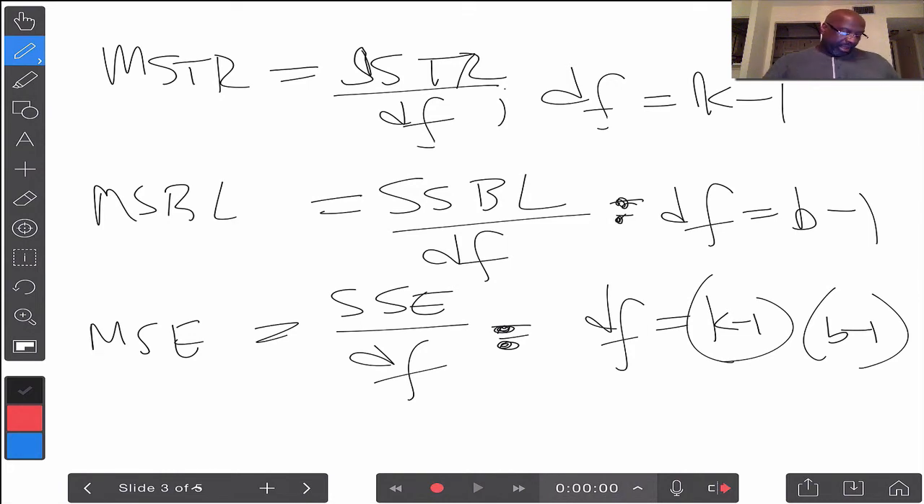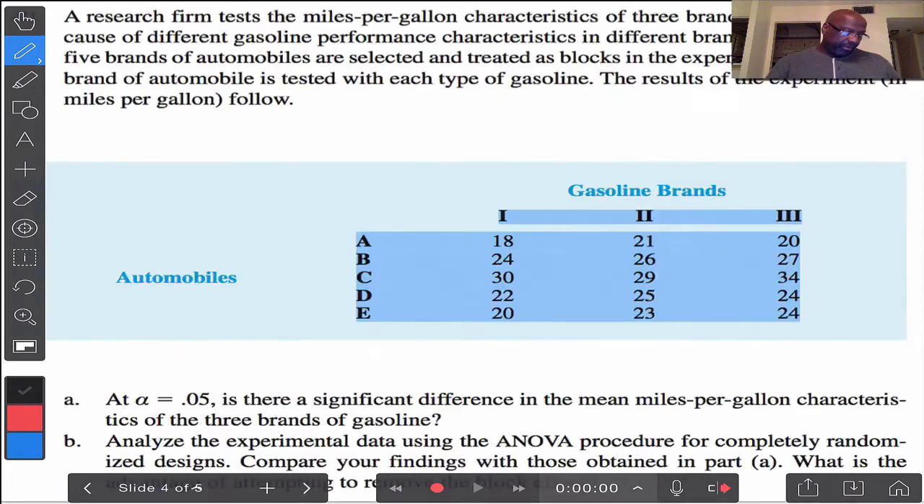All right? So let's look at a problem that we have. Here's a problem taken from your textbook. A research firm tests the miles per gallon characteristics of 3 brands of gasoline. I'll give you the context of 4, but our example has only 3.